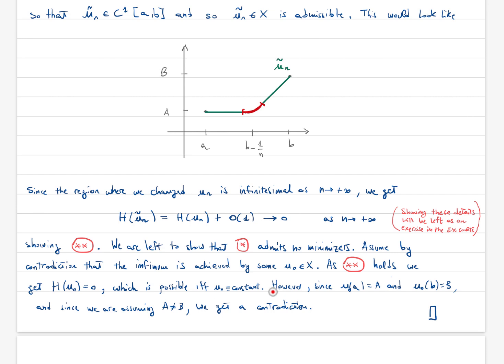And so u0 has to be constant, but also you need to have that u0 at a is equal to capital A and at b is equal to capital B. And we're assuming A different than B, so this would be a contradiction. So a minimum cannot exist.